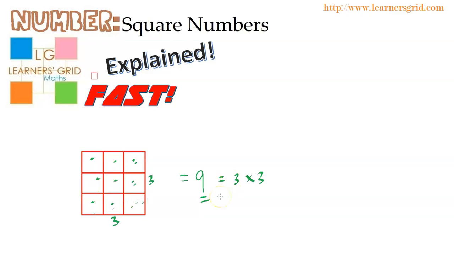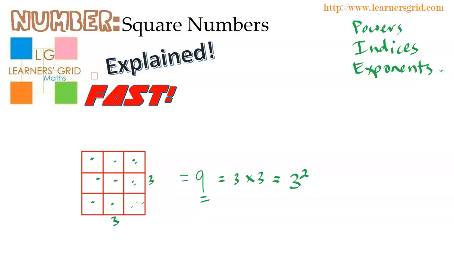And that's true. Another way of representing 3 times 3 is by using exponents or indices or powers. And we say 3 to the power of 2. So those are called powers, right? You can also call them indices, and you can also call them exponents. And when we talk about square numbers, it's always to the power of 2. And what does that mean? It means 3 times 3 in this case. And what does that equal? 9. And 9 is the square number.